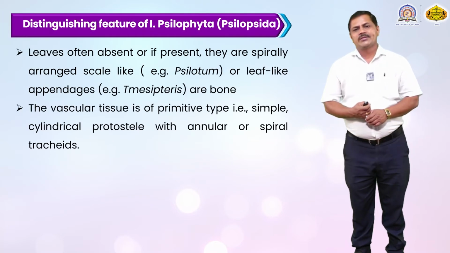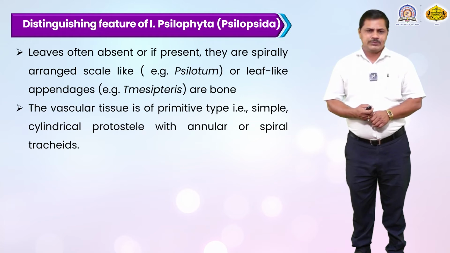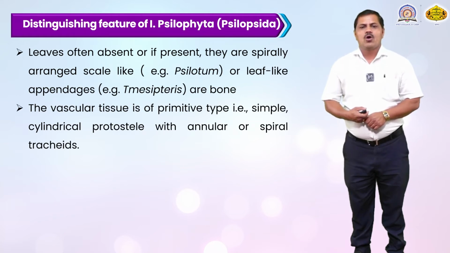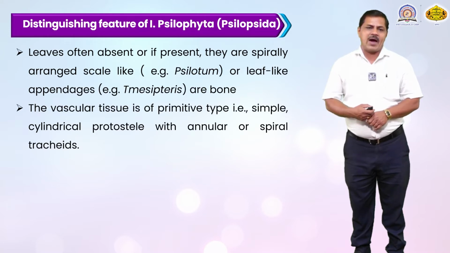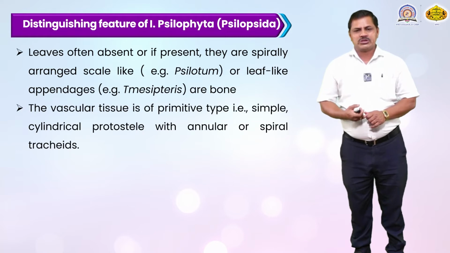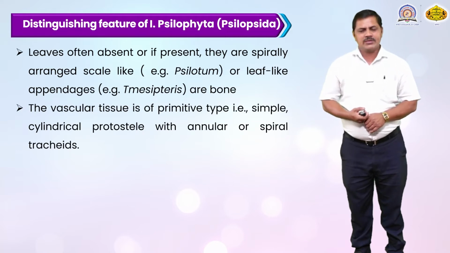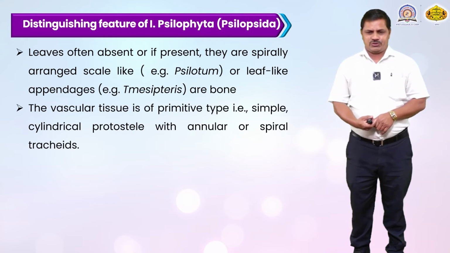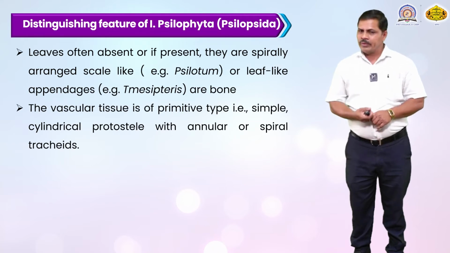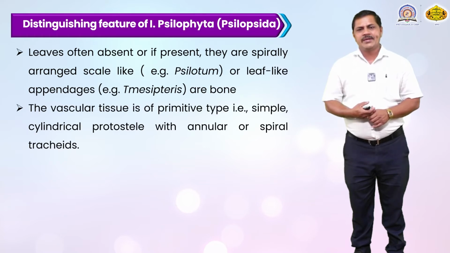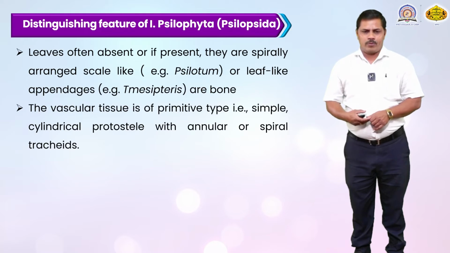Then another distinct feature of this Psilopsida: leaves are either absent or present, and when present they are spirally arranged and scale-like. The plant body, stem or branches, is greenish in color, hence the leaves are absent. When the leaves are present, they look like scale-like structures, useful for the protection of the plant body. Leaf-like appendages can develop in certain of these Tmesipteris.